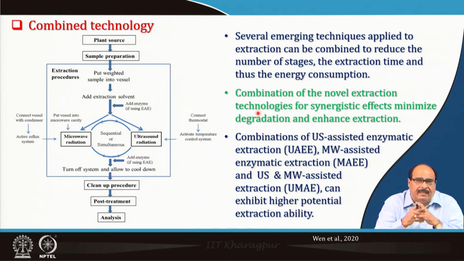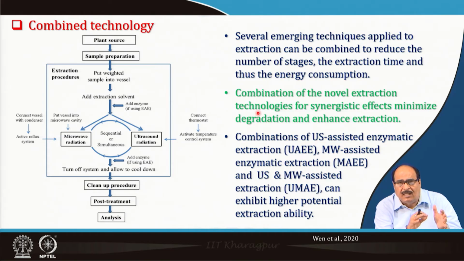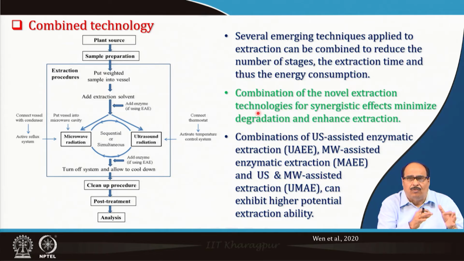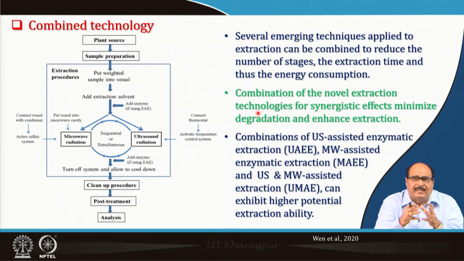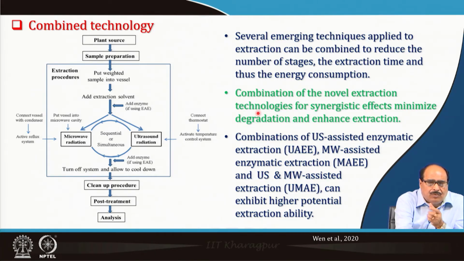Then, a combined technology. It is another emerging hurdle technology concept, that is the use of a combination of, for example, ultrasound assisted enzymatic extraction, microwave assisted enzymatic extraction, and ultrasound and microwave assisted extraction. These can be good. When you use two or three such technologies together, you can get a synergistic effect. It minimizes the degradation, enhances the extraction rate, and you can get a better recovery. In the plant source, you can take either the main plant source or even the byproducts or waste products.